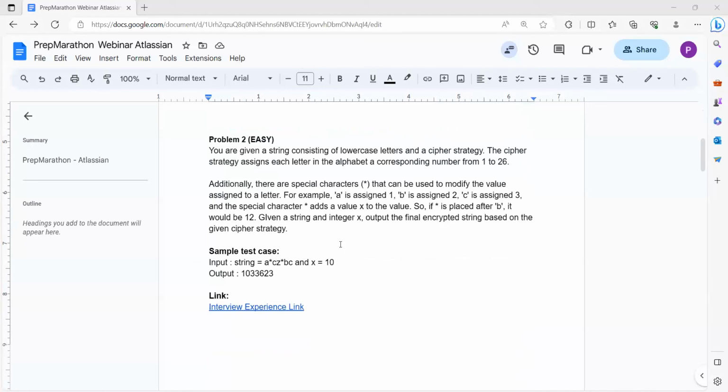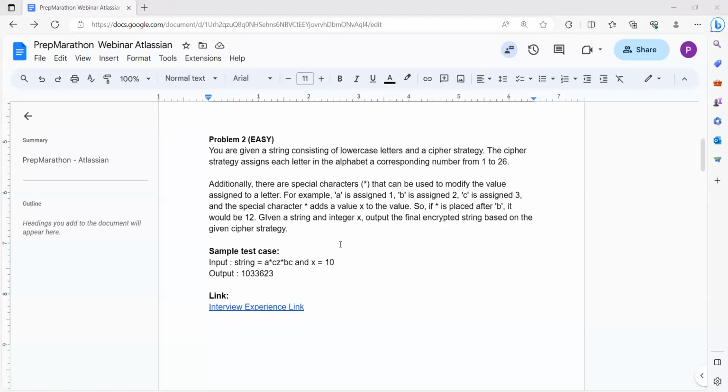So the second problem states that you are given a string consisting of lowercase letters and a cipher strategy. The cipher strategy assigns each character in the alphabet a corresponding number from 1 to 26. So what does that mean? That means that character A is assigned the corresponding value 1 because A is the first character. Then B is the second character, C is the third character. So we are assigning corresponding values to the correct characters.